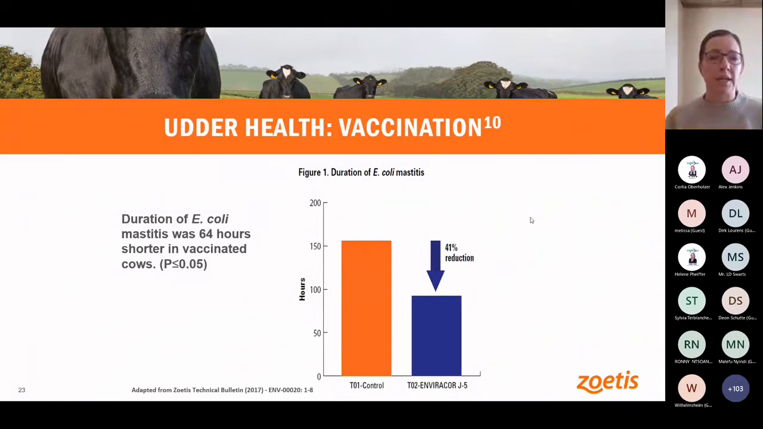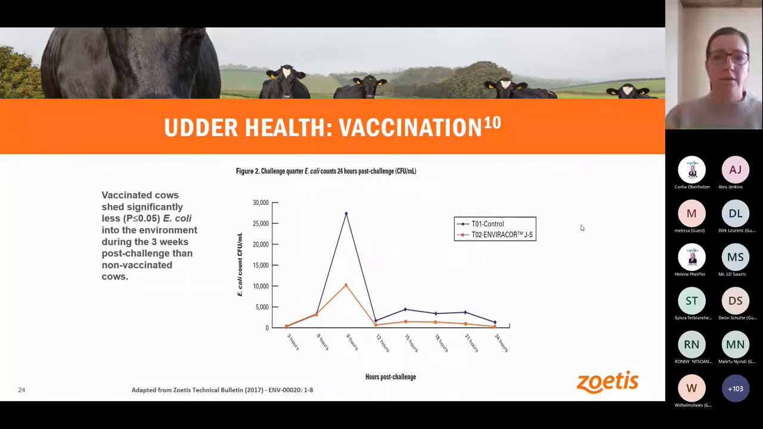So this was just a study that we did, and it showed that the duration of E. coli mastitis was reduced quite significantly in the animals that were vaccinated compared to the animals that weren't vaccinated. And also, regarding the shedding that I was talking about, the animals that were vaccinated shed a significantly smaller amount into the environment than the animals that weren't vaccinated.